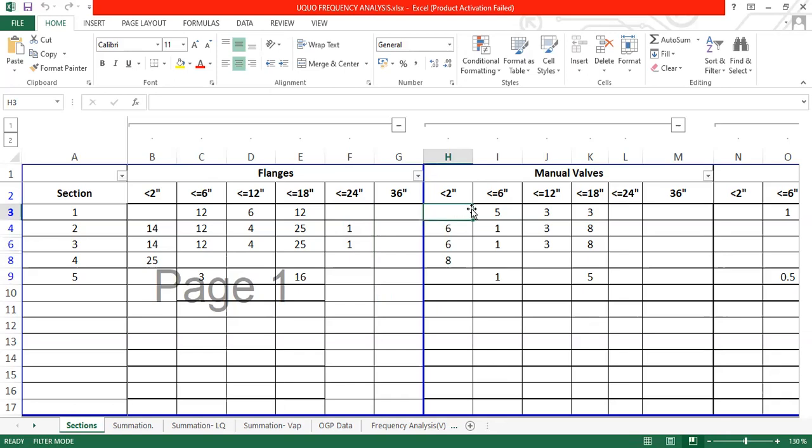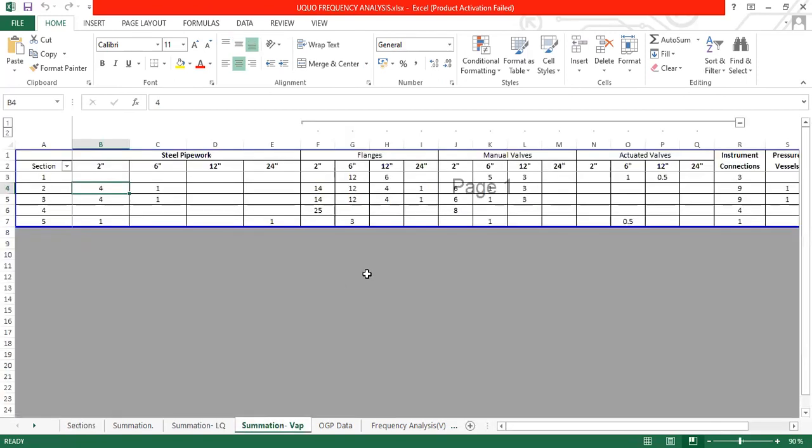Less than or equal to 2 inch. Then we counted how many manual valves we have that are less than 2 inch, greater than 2 inch, or less than or equal to 6 inch. We counted 5. I know, so we did the part count that way. And so this is the sections with the part count.